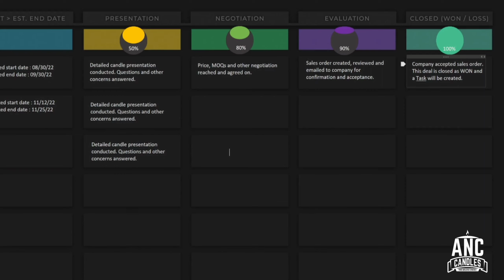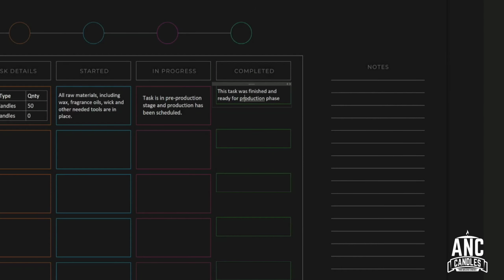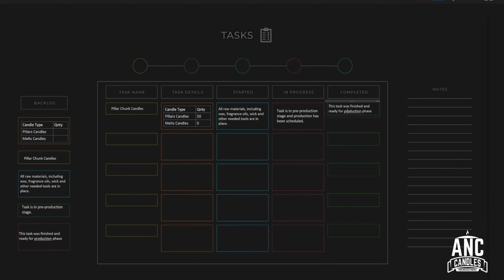So right here you look at where it says a task will be created. Okay, so this task is a place whereby we do our pre-production. If I go there and click on it, it will take me to the task page. Right here you have the backlog again, like the Kanban board, and here is the name of the task detail, and the name is pillar candles. The candle type is pillar candles, and the quantity they want is 50. All right, and here, have we started this task yet? Yes, we have started it.